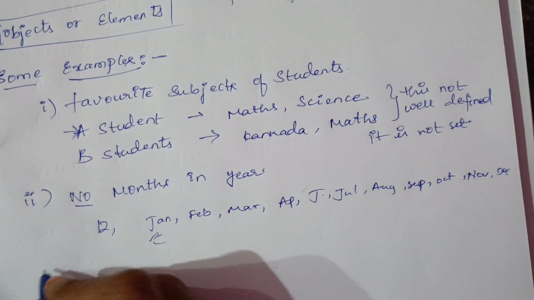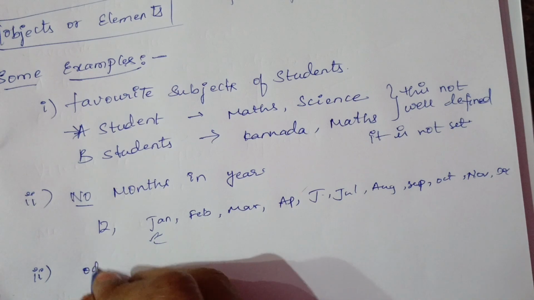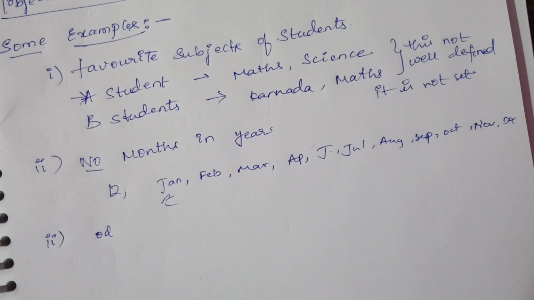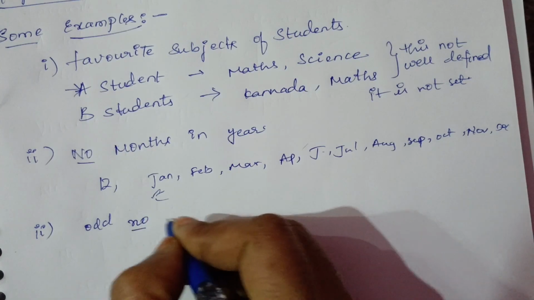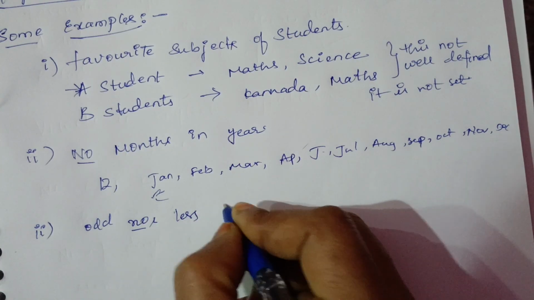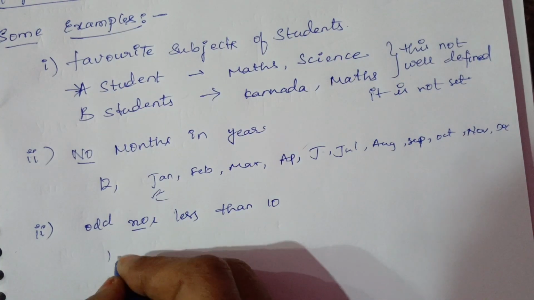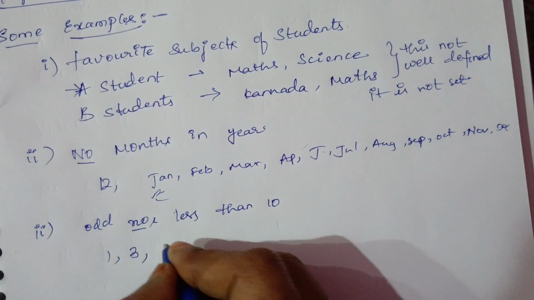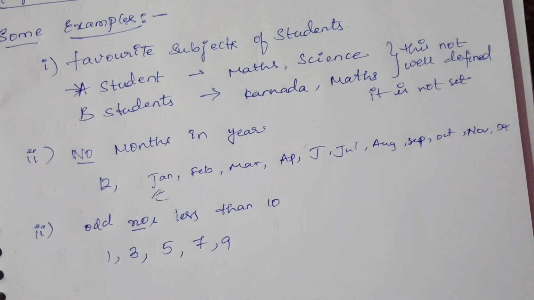Now if we take another example, odd numbers less than 10. Odd numbers less than 10 are 1, 3, 5, 7, 9. These are the odd numbers less than 10.